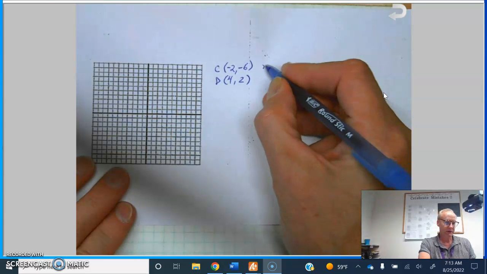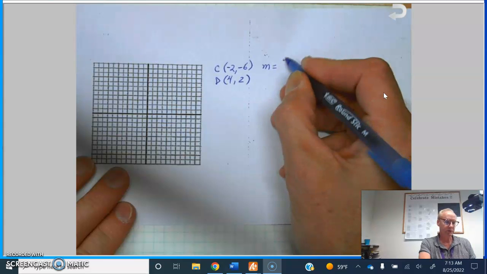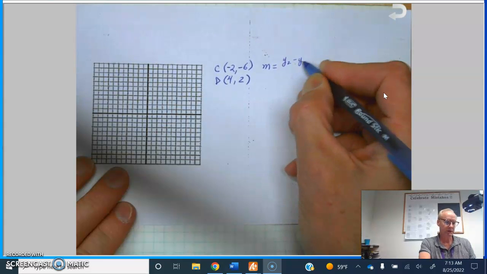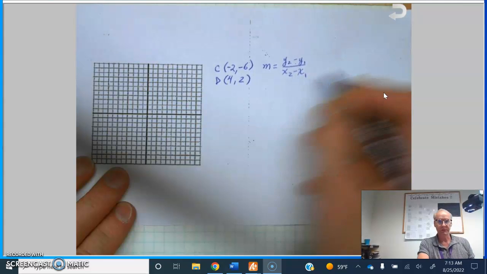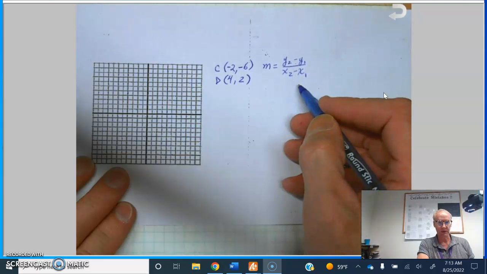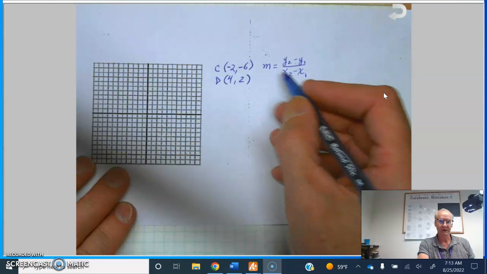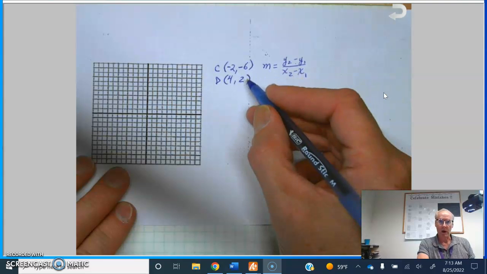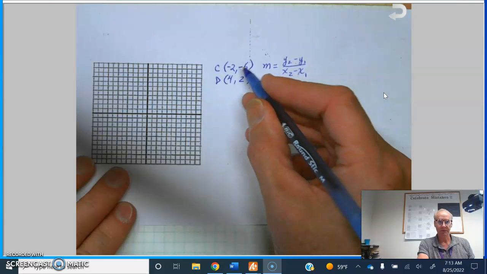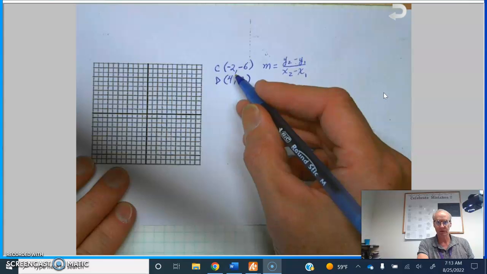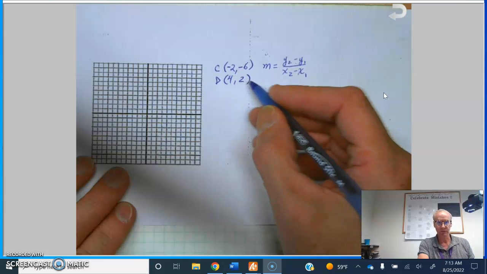Now, our slope formula, of course, is y2 minus y1 over x2 minus x1. Those are subscripts, not exponents. Just keep that in mind. And all we have to do is substitute. We've got a y2 minus a y1. So I'm going to call the first point x1, y1, the second point x2, y2.